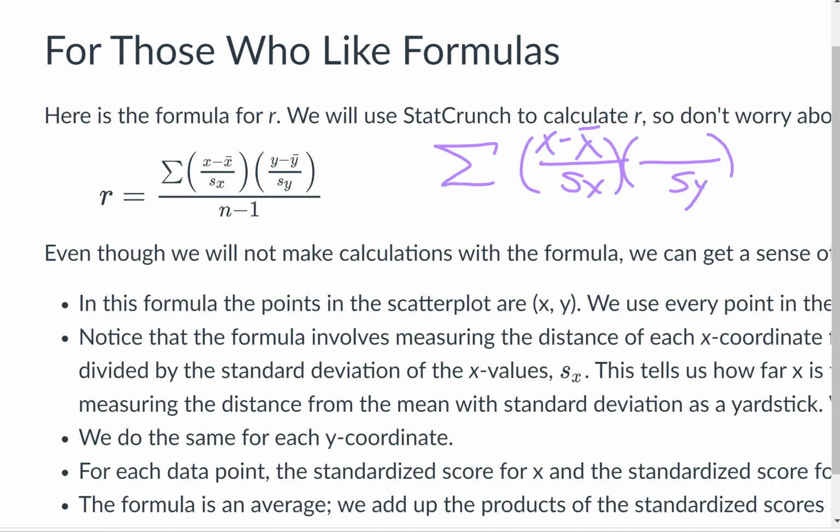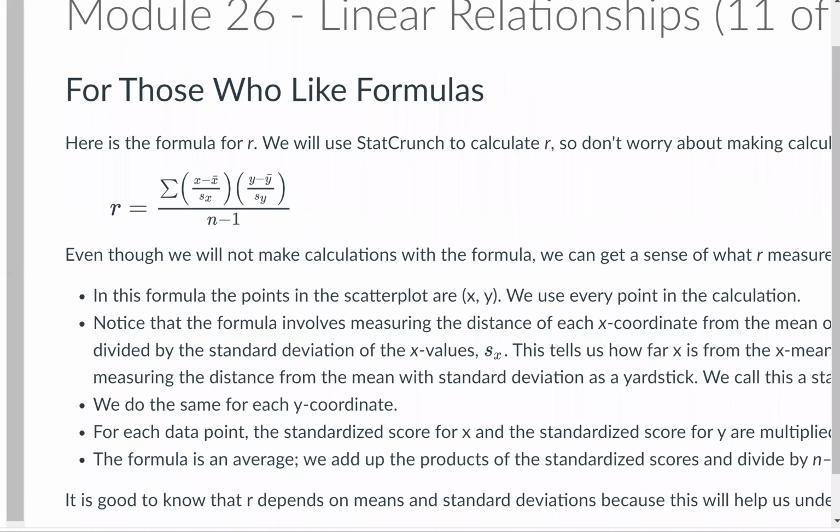You take each X value for these data values, subtract the mean of the X values, and then divide it by the standard deviation of all the X values. Do that a bunch of times, and then also the same with the Y values. Take every Y value, subtract the mean of the Y values, divide it by the standard deviation. We're going to do all that over and over for all the data values and then add them together. Once you add them together, then we divide by n-1.